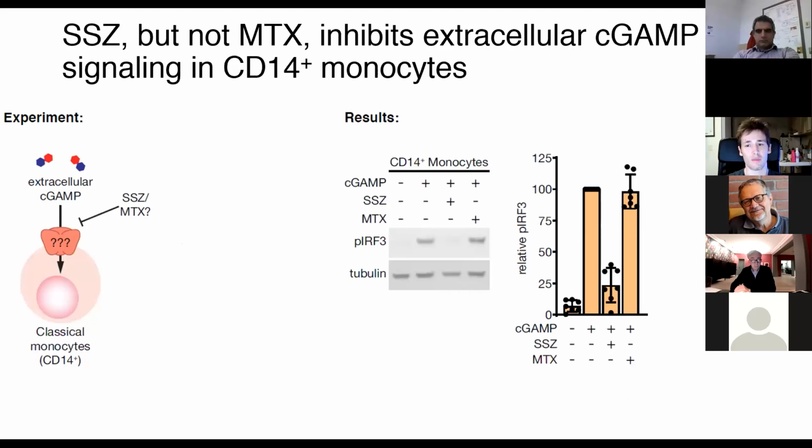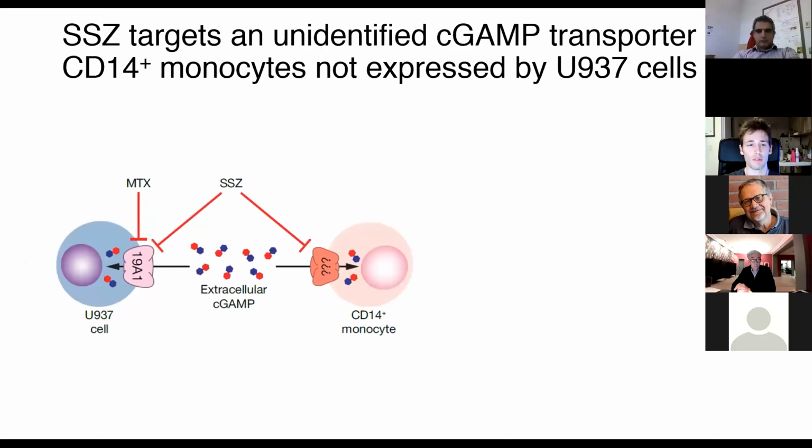I still thought this was an interesting result to follow up on, and I decided to look outside of SLC19A1 at other proteins. So the fact that CD14 monocytes are inhibited by sulfasalazine, but not methotrexate, indicates that there must be some transporter in these cells that is targeted by sulfasalazine that isn't in U937 cells, since U937 cells are only inhibited by sulfasalazine when SLC19A1 is present.